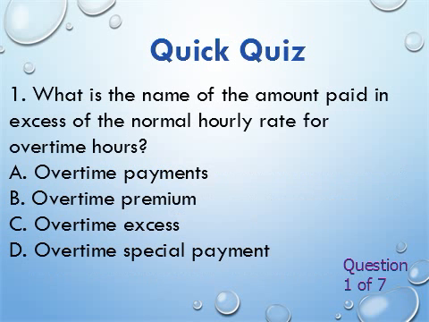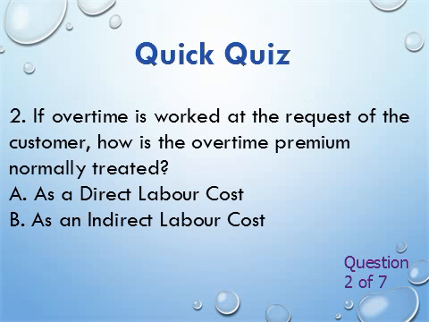Quick quiz. Question 1. What is the name of the amount paid in excess of the normal hourly rate for overtime hours? A. Overtime payments. B. Overtime premium. C. Overtime excess. D. Overtime special payment. Question 2. If overtime is worked at the request of the customer, how is the overtime premium normally treated? A. As a direct labor cost. B. As an indirect labor cost.